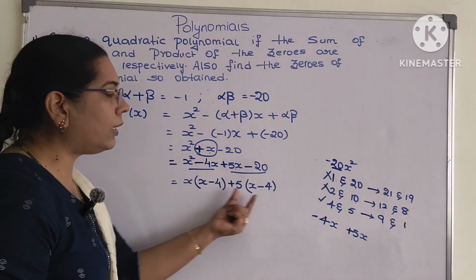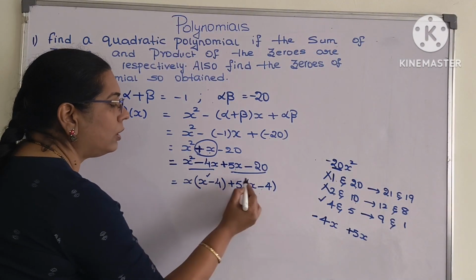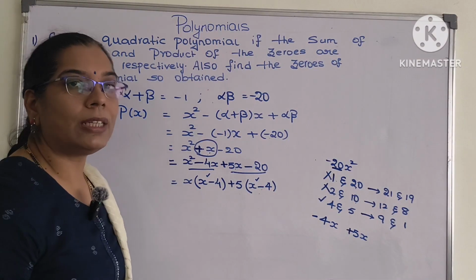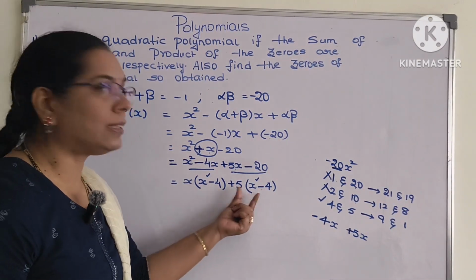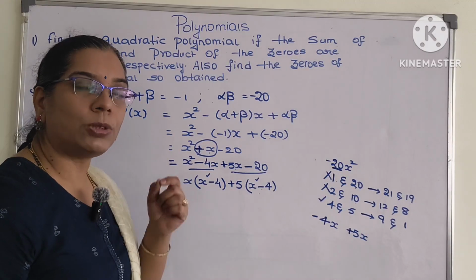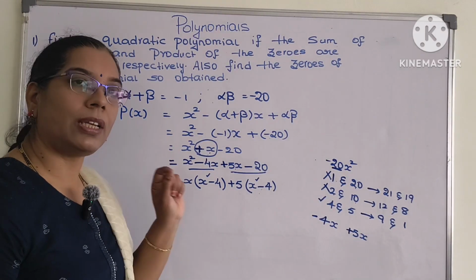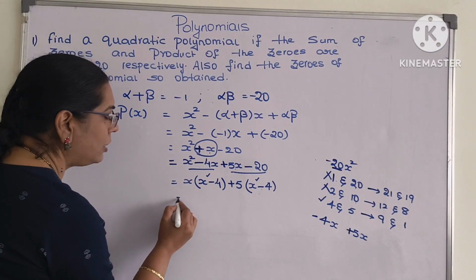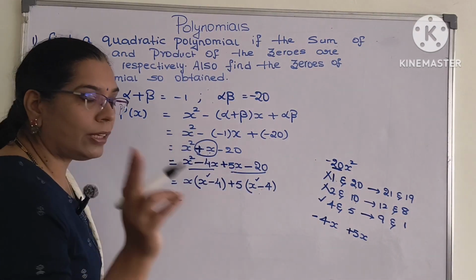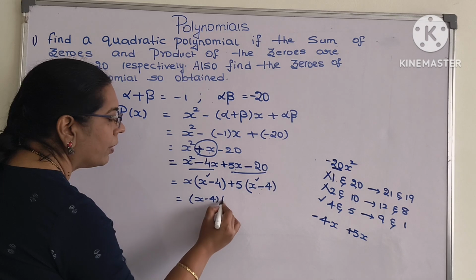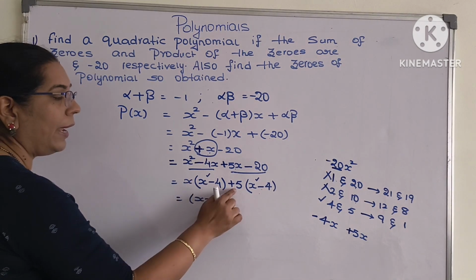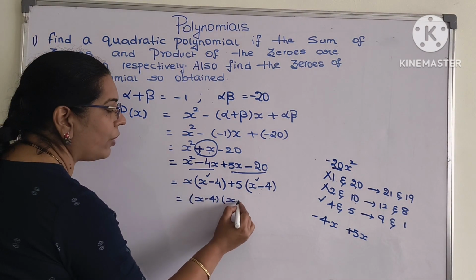Now I have two terms, and in both the terms x minus 4 is the common factor. If you are getting the same common factor in both the terms, it means your factorization is correct. Then instead of writing the common factor twice, write it once and in another bracket, make x plus 5 the second factor.